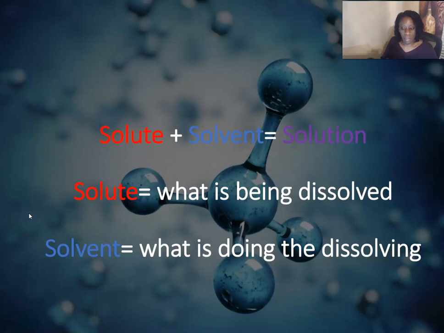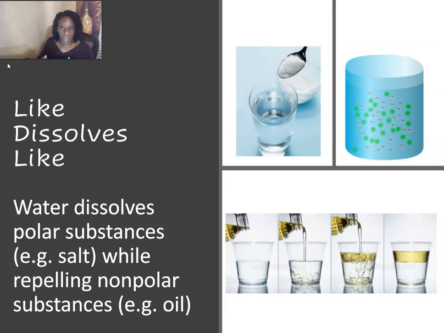Now, water is typically known as a universal solvent. And that's because of something that we like to say in biology, which is "like dissolves like." So that is in reference to polarity. Polar substances tend to dissolve other polar substances, while nonpolar substances will dissolve other nonpolar substances. And of course, polar substances will not dissolve nonpolar substances and vice versa. So like dissolves like.